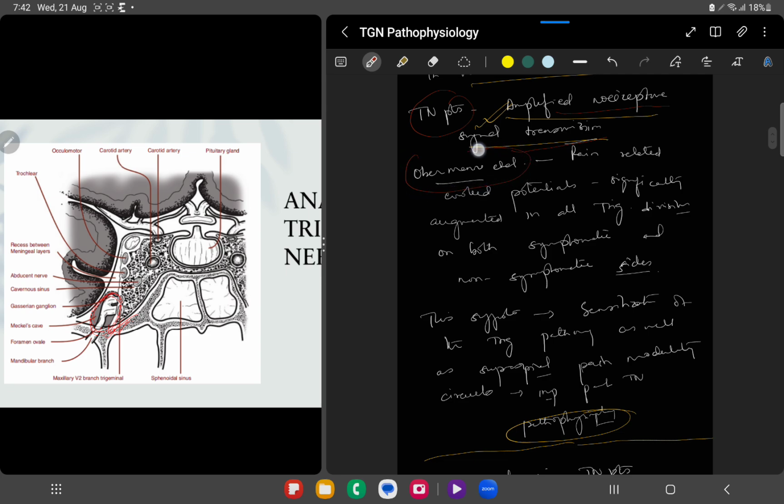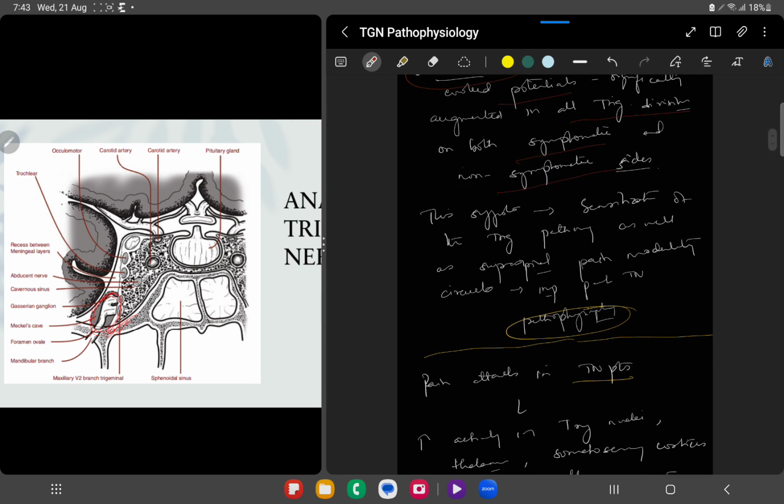Obermann et al. gave a pain-related evoked potential which was significantly augmented in all trigeminal divisions in both symptomatic as well as non-symptomatic sites. This suggests that sensitization in the trigeminal pathway as well as supraspinal pain modulating circuits is an important part of trigeminal neuralgia pathophysiology.